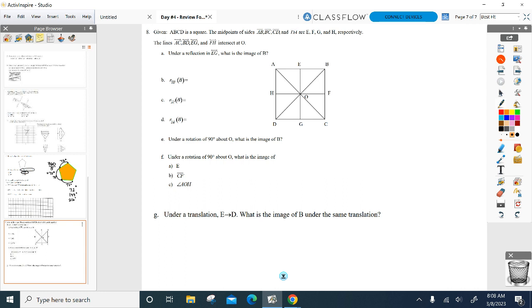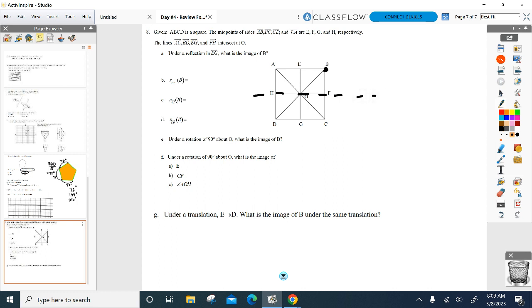What's the lowercase r telling me? Reflection. What's the subscript? I want you to reflect over what line? HF. Everyone good? And then what are you reflecting? Point B. That's what this says. It says take point B and reflect it over line HF. Where do you end up? This is not on the XY axis here. Using this diagram, if I take point B and reflect it over HF, where does it land?